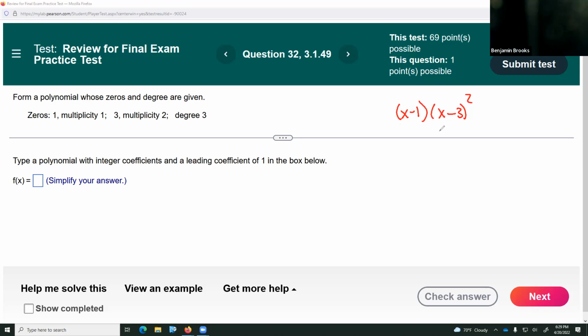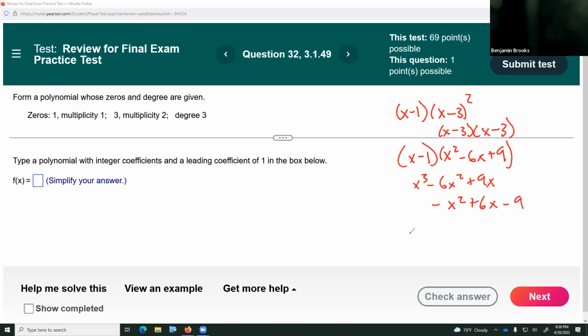You end up with x minus 3 squared, which is really nice because we can use our trick to figure out what this should be. You'll end up with x squared minus 6x plus 9. Remember, 2 times the middle. And then you multiply it out. You end up with x cubed minus 6x squared plus 9x. If you multiply x by all 3 of these terms, and multiply -1 by all 3 terms, you get negative x squared plus 6x minus 9, which gives you x cubed minus 7x squared plus 15x minus 9.